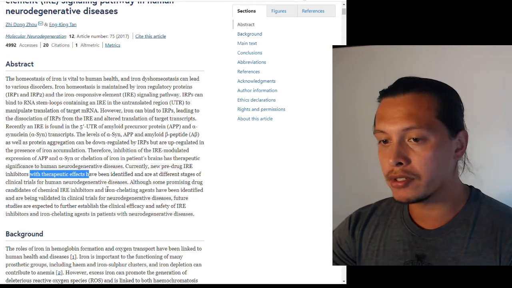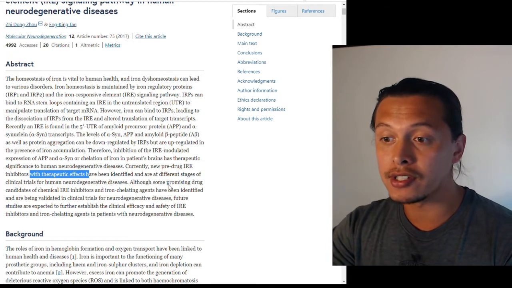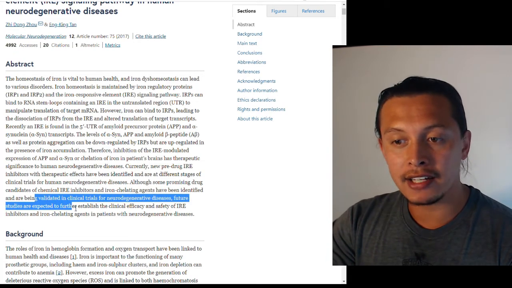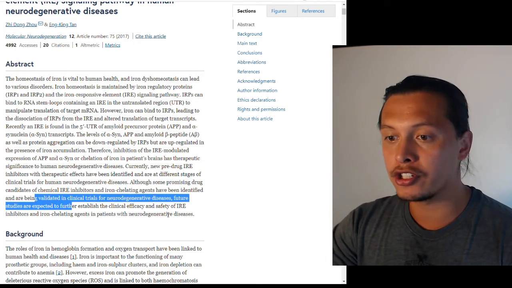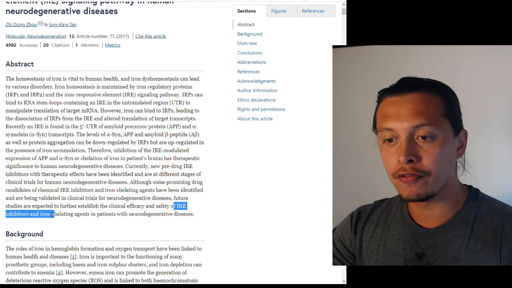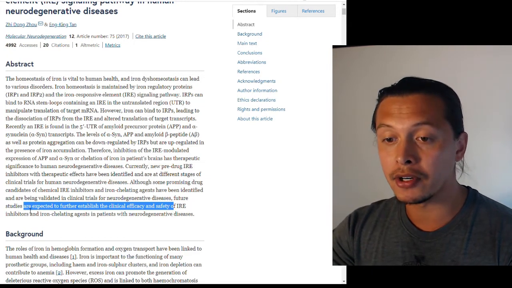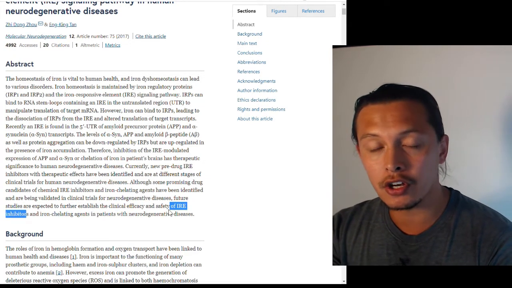Although some promising drug candidates of chemical IRE inhibitors and iron chelating agents have been identified and are being validated in clinical trials for neurodegenerative diseases, future studies are expected to further establish the clinical efficacy and safety of iron response element inhibitors and iron chelating agents in patients with neurodegenerative diseases.